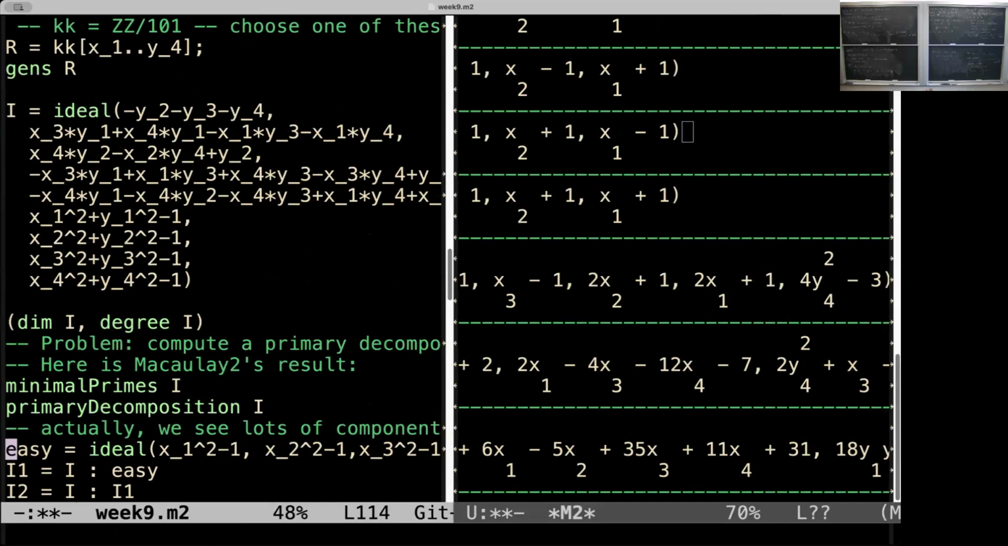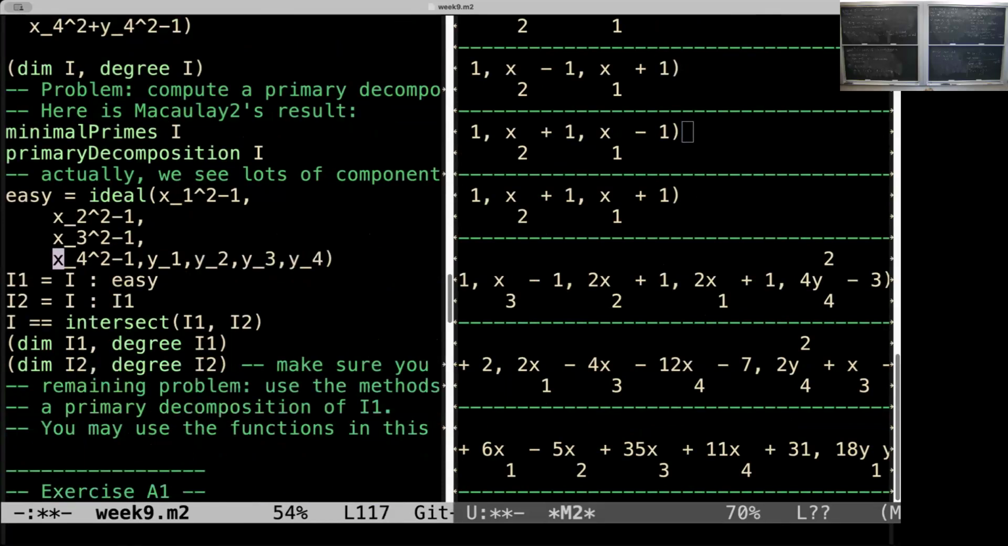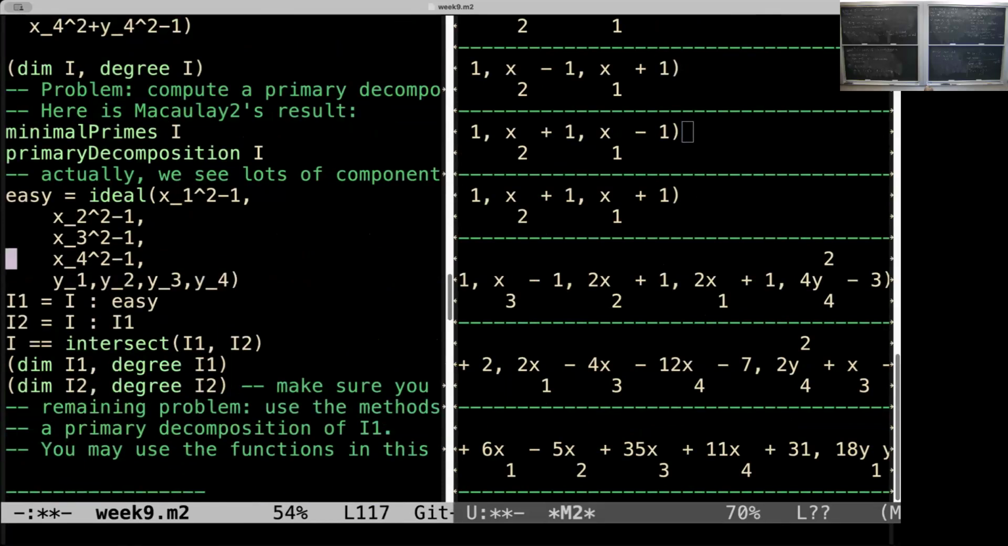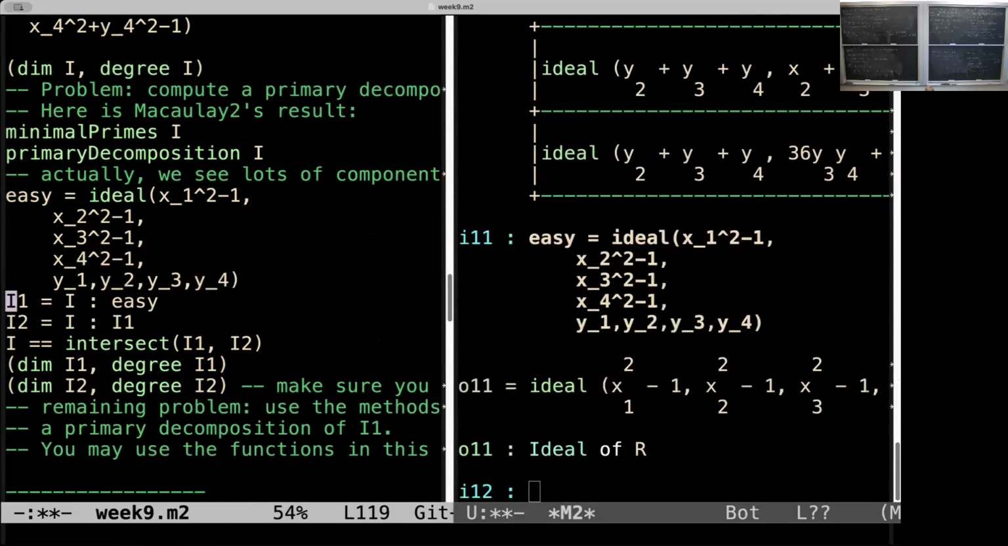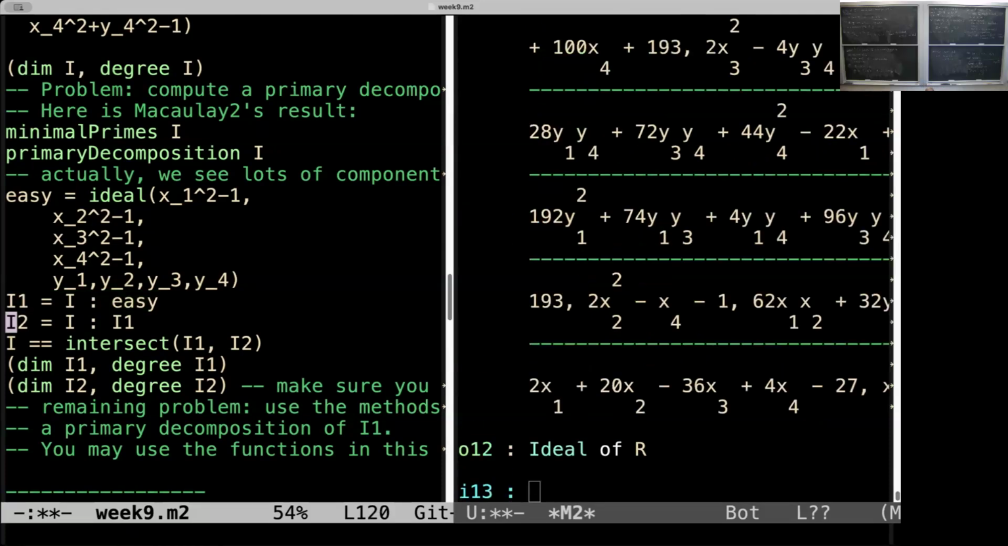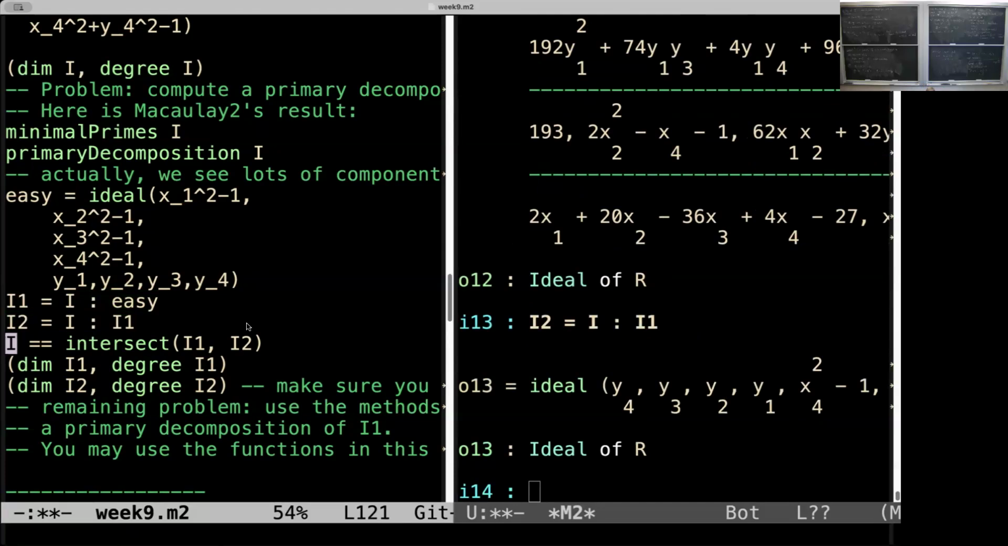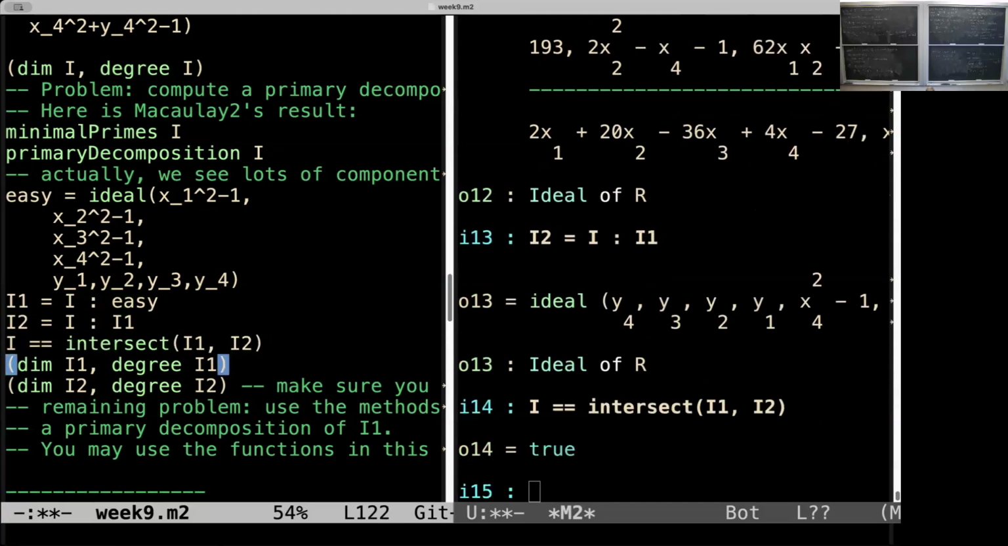Here is something I call easy: the ideal where I take the squares of all these x's minus 1, and then I take all the y variables. Now, if I do I1, I can do I colon easy. Remember that what colon ideals do, if I have a primary decomposition, which I don't yet, is remove all the components supported on that set. So if I do I1 equals I colon easy, I get some ideal which is kind of a huge mess. And if I do I colon that, I get I2. And now I can look and see if I is the intersection of those 2 ideals, and it is.